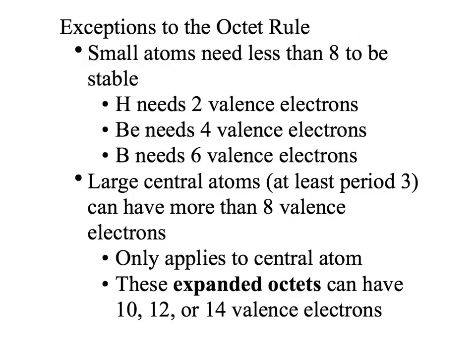Now beryllium and boron also have a problem because they just don't have enough protons in the nucleus to attract a full set of 8 valence electrons. And so these are going to have 4 and 6 valence electrons respectively.